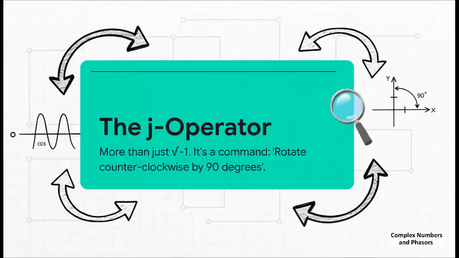And this brings us to the absolute star of the show, the letter J. Now in electronics, we use J instead of I so it doesn't get confused with current. But let's completely redefine what J means right now. Forget all that stuff about the square root of -1. From this moment on, I want you to think of J as one simple command. Rotate counterclockwise by 90 degrees. That's it. That's the whole trick.